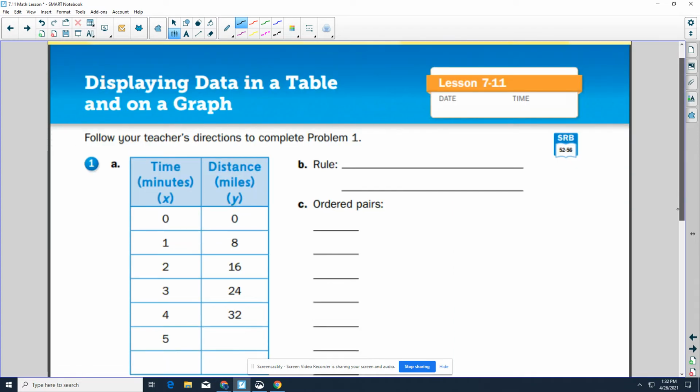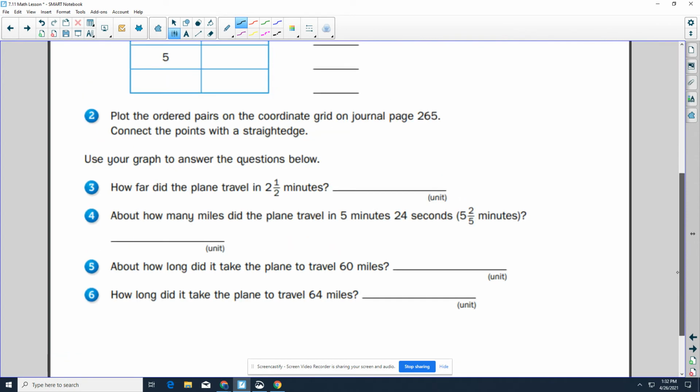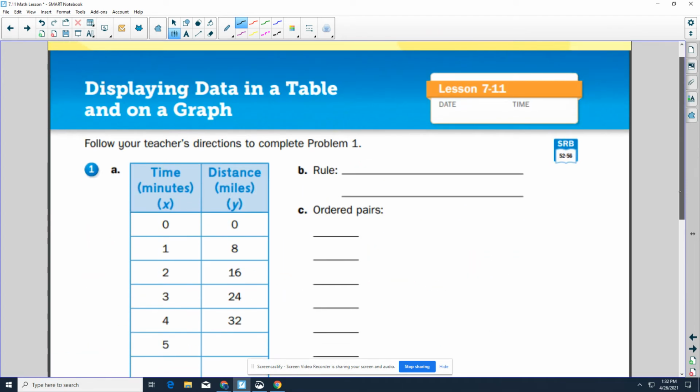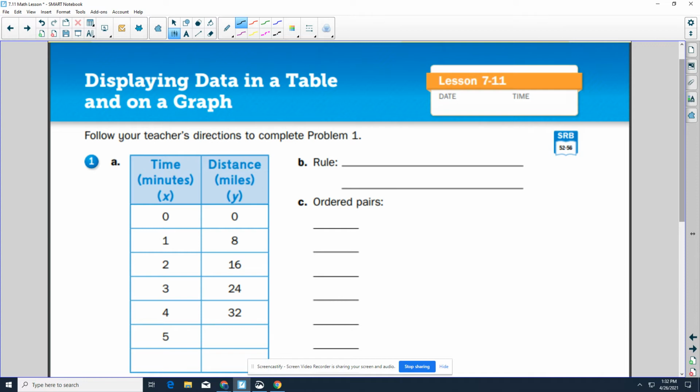Now, go ahead and open up your math journal to this lesson here. So 711. So look at your math journal. Sorry, I don't have the page number on there. But you're going to open up the 711 displaying data in a table and on a graph. So go ahead and pause the video and find that now.